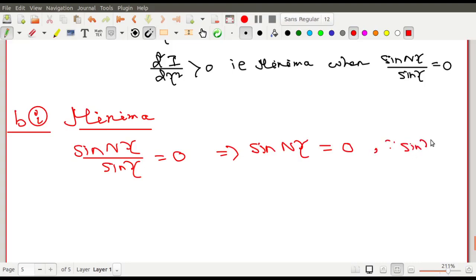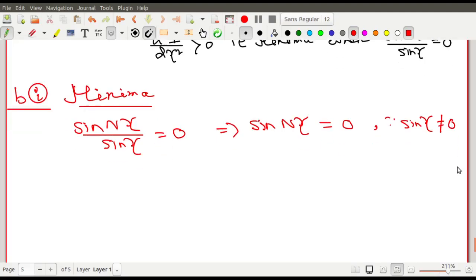Since sin gamma is not equal to 0, because sin gamma equals 0 has already been discussed, that cannot be minima, right? If sin gamma is 0, that cannot be minima, minima means 0 intensity. So sin n gamma is equal to 0. Then, if sin n gamma is 0, what follows? That means n gamma equals some s pi, where s belongs to I.